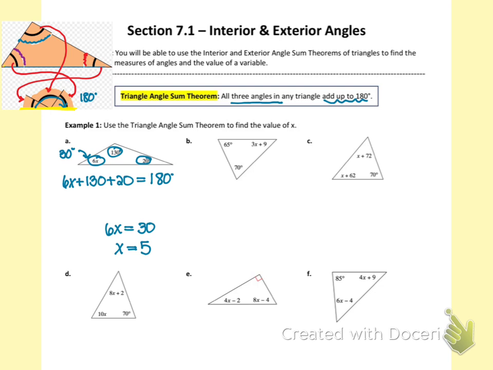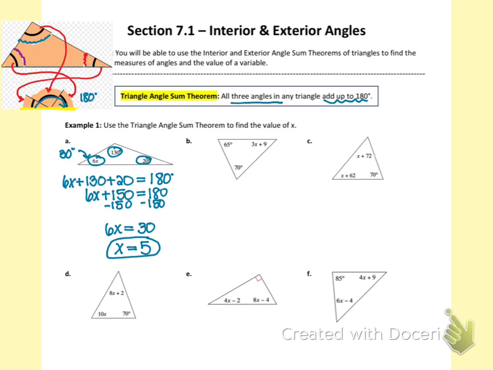We would have gotten there eventually anyway using the full triangle sum, because we would have simplified by adding our like terms together, and then we would have subtracted the 150, leaving us with 30 degrees left over for that third angle. Okay, so x is 5, and, of course, that angle would be 30 degrees.